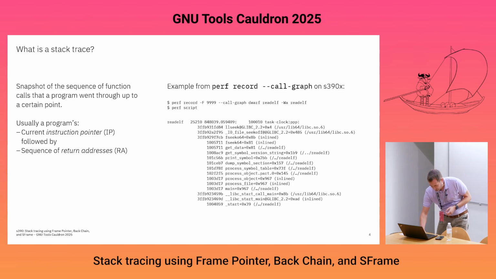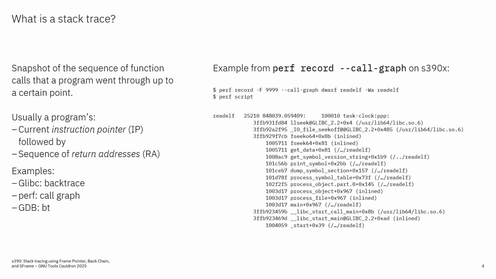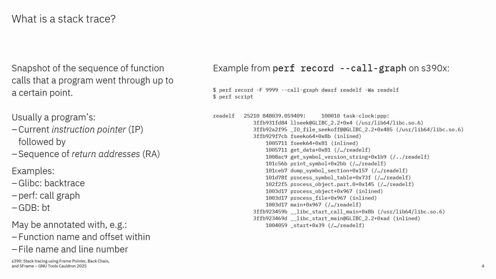On the top, you have the instruction pointer, and then followed by the return addresses. Here it's annotated with additional information like the function name and offset within the file name. And due to dwarf, there are even inline functions. Other examples are in Glibc, the backtrace function, and in GDB if you use the bt command. Usually, as we've seen, that's annotated with all kinds of interesting information.